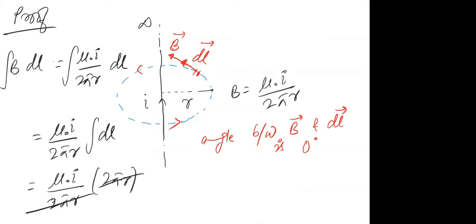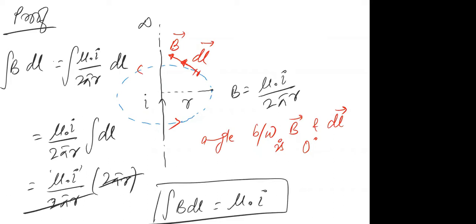And finally, what we achieve is Ampere's circuital law. That means we can simply write ∮B·dl equals μ₀ times I. And I remind you, here the angle is 0. That is why we are writing B dl.